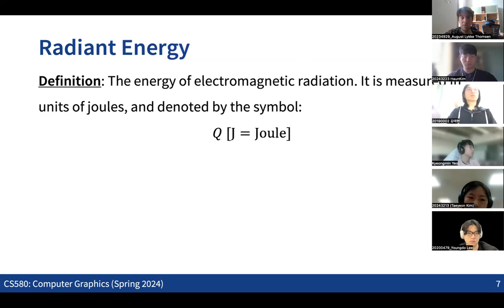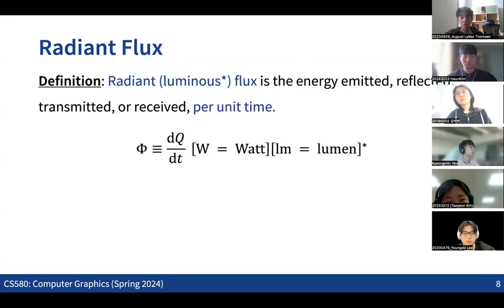Okay, so let's first get into radiant energy. Radiant energy is just the energy which is really delivered by the light, and it has the unit of joules. This is what we also see in physics. And when you talk about radiant flux, which is about the power, it is the energy which is emitted, reflected, transmitted or received per unit time. So this is energy over time. This is the flux.